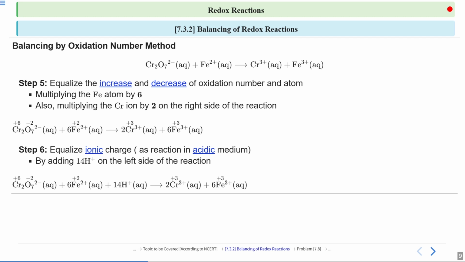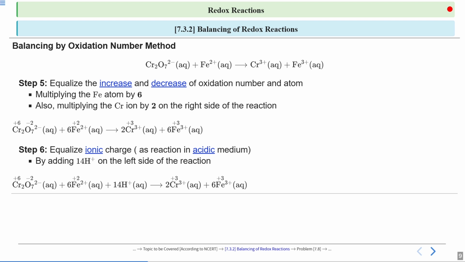So now, if you look here, to maintain the ionic charge, there are Fe2+ ions in 6, so 6 into 2 it is 12. While here you will find that it is 6 into 3, 18, and then 2 into 3 it is 6. 18 and 6, and here it is just 12. So in order to balance, we will write the 14 H+. So this is all the calculation that we have to make, and then put the 14 H+ over the left side of the reaction.